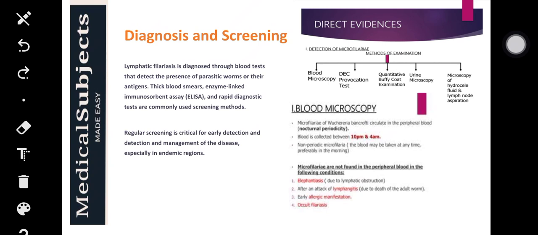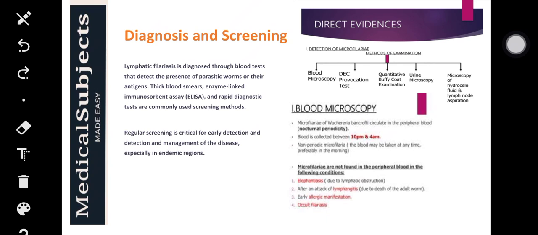blood microscopy: microfilariae of Wuchereria bancrofti circulate in the peripheral blood. Nocturnal periodicity, that's 10 p.m. to 2 a.m. Blood is collected at that time. For non-periodic microfilariae, the blood may be taken at any time, preferably in the morning. But with the nocturnal type you will not find the microfilariae in the blood in the daytime, because they are active from 10 p.m. to 2 a.m. or 4 a.m., whatever the night. It is nocturnal periodicity. Till light comes, they are active in the blood, and after that they disappear from the bloodstream and get into the lymphatic tissue.